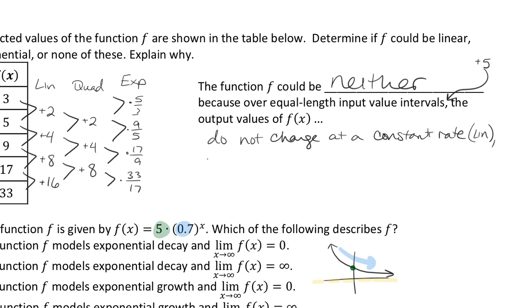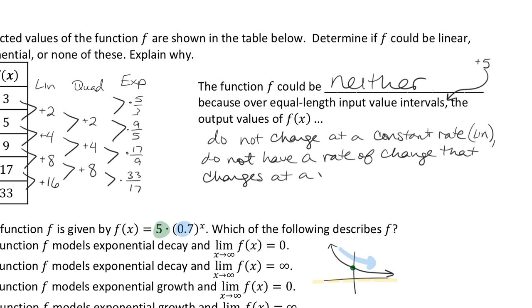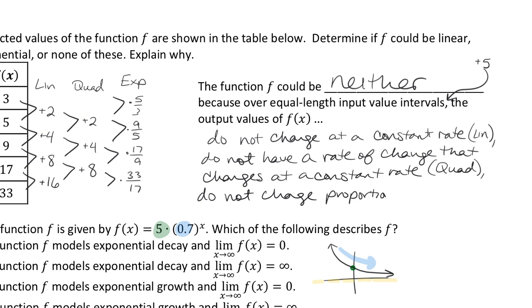The output values do not have a rate of change that changes at a constant rate, which would make it quadratic, nor do they have proportion. They do not change proportionately, which would be exponential.